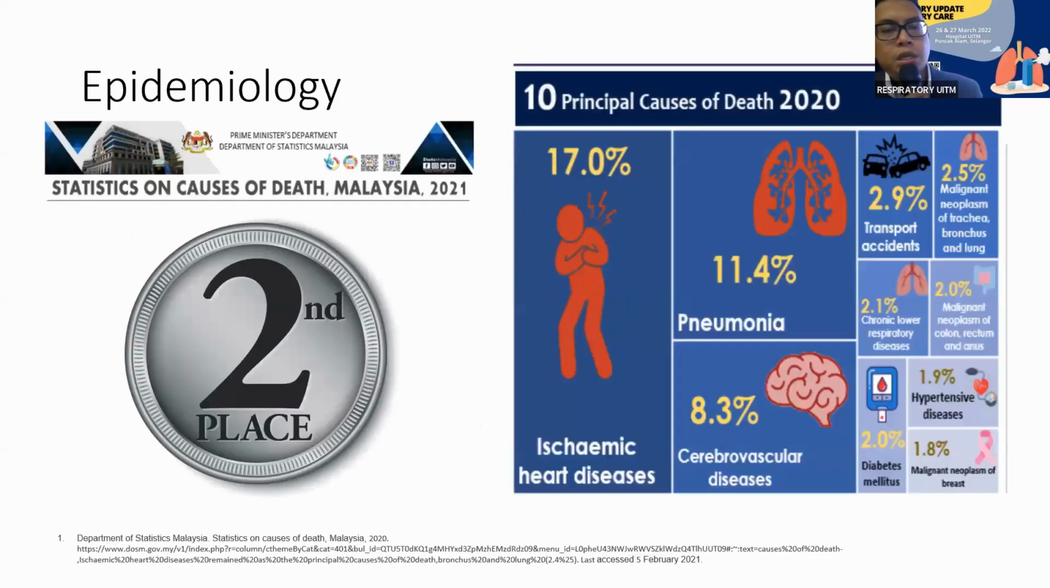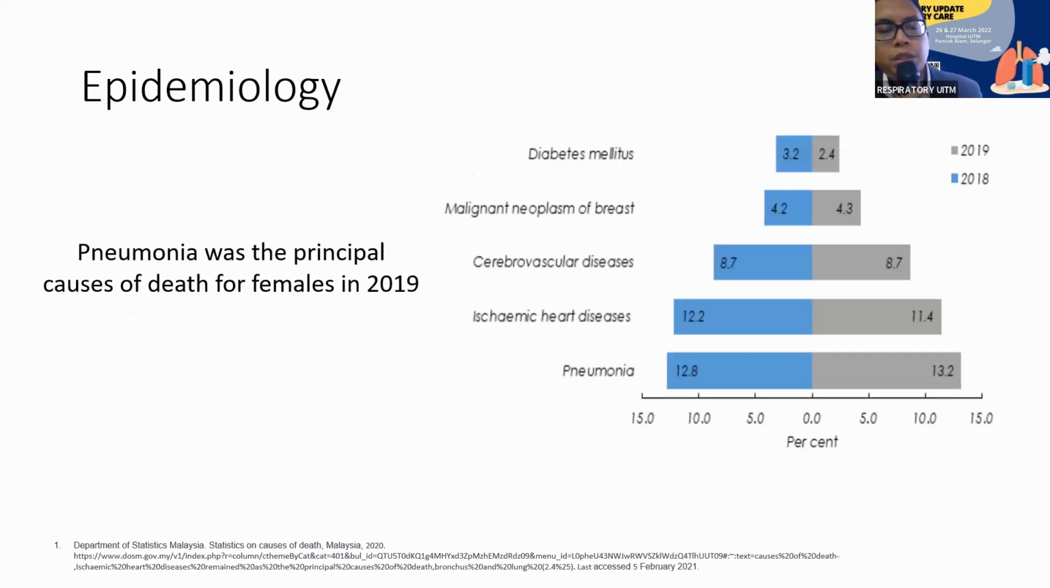So pneumonia is the second leading cause of death in Malaysia. This is census data published in 2020, second after ischemic heart disease. So pneumonia is one of the leading causes of death in Malaysia. But if you look at the female population in 2019, pneumonia is the leading cause of death. In fact, a year before, in 2018, pneumonia was still the leading cause of death in our female patients. So pneumonia is very important, one of the leading causes of death in our local population.